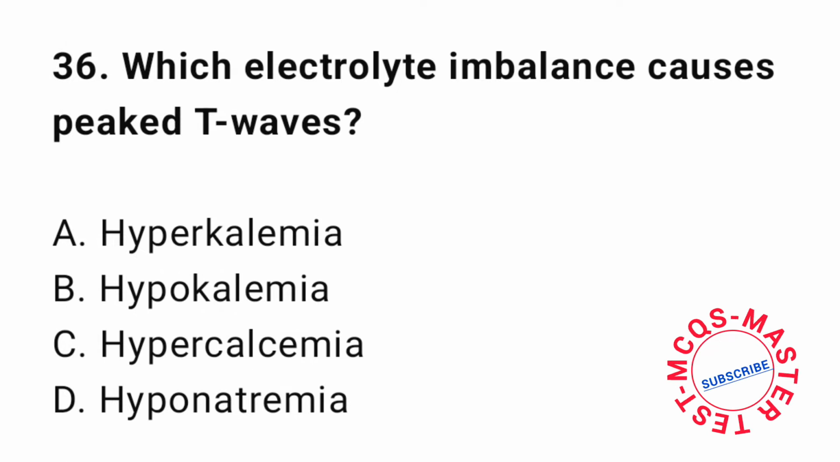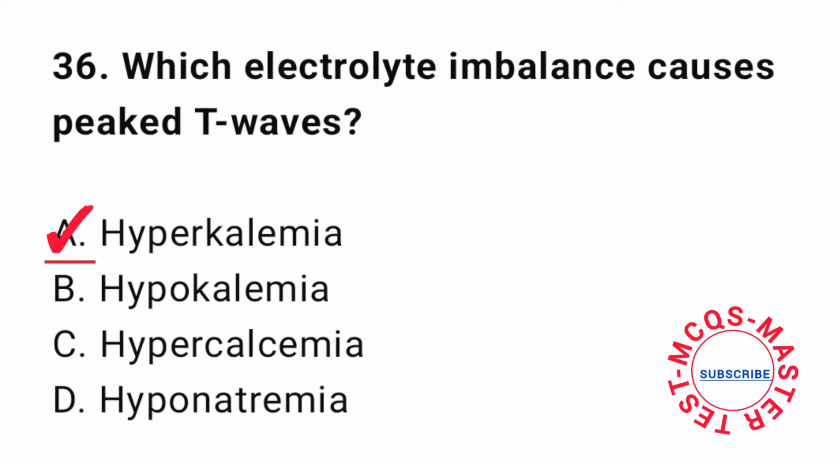Question number 36. Which electrolyte imbalance causes peaked T waves? The right answer is A. Hyperkalemia.